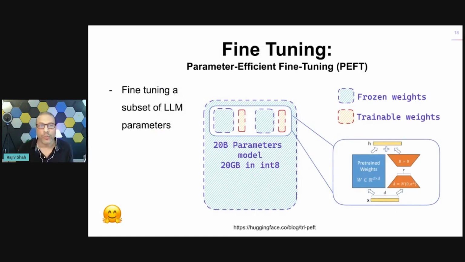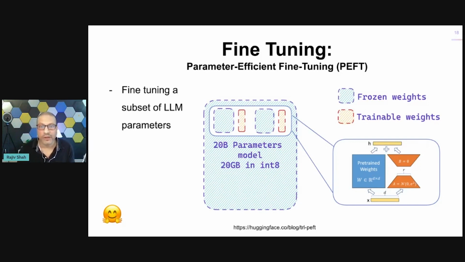The other thing you should be aware of is parameter-efficient fine-tuning, or PEFT. The idea with PEFT is that instead of having to train the entire model during fine-tuning, and these models can be very large, spanning multiple GPUs, we can train only a subset. Freeze most of the model and only efficiently train a little bit of it.